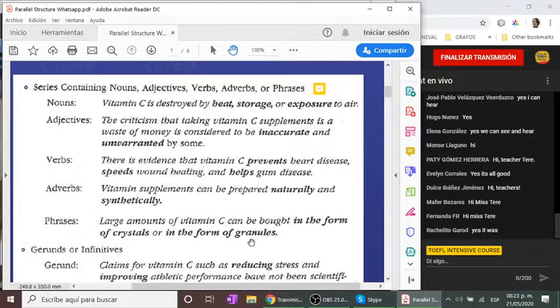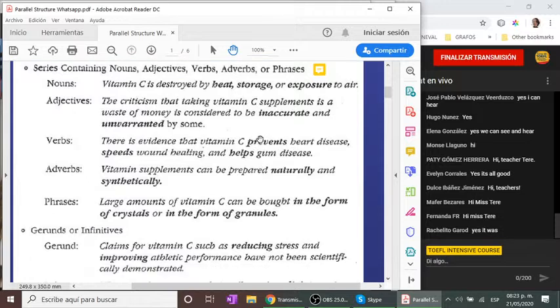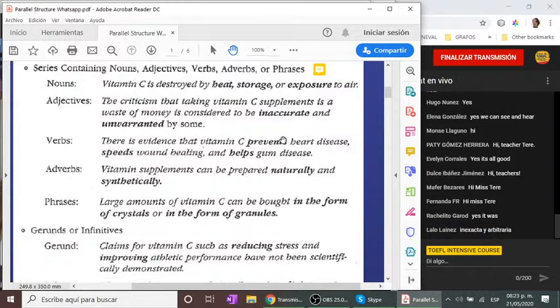Entonces, aquí lo que nos está diciendo es la crítica que tomar suplementos de vitamina C es un tiradero de dinero, es tirar el dinero. Exacto. Es considerado como inexacto y no garantizado por algunos. Fíjense cómo aquí el verbo está no avalado, sin avalar. Ok, entonces aquí los verbos están en presente simple.